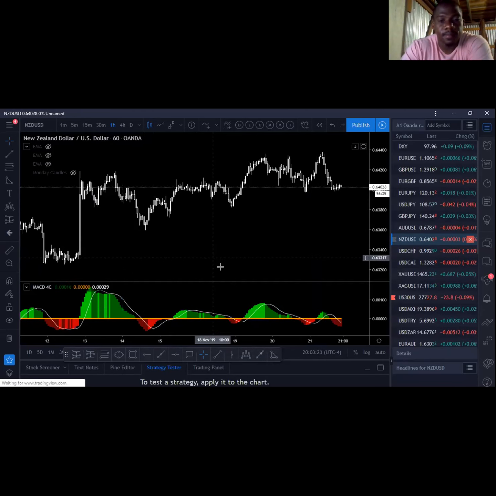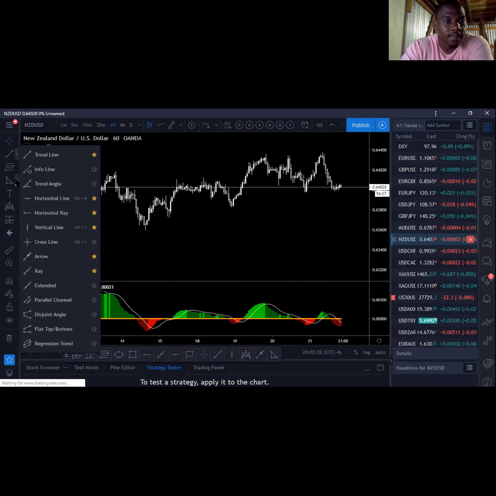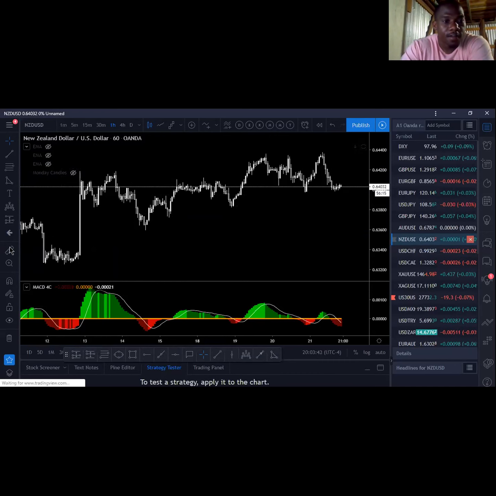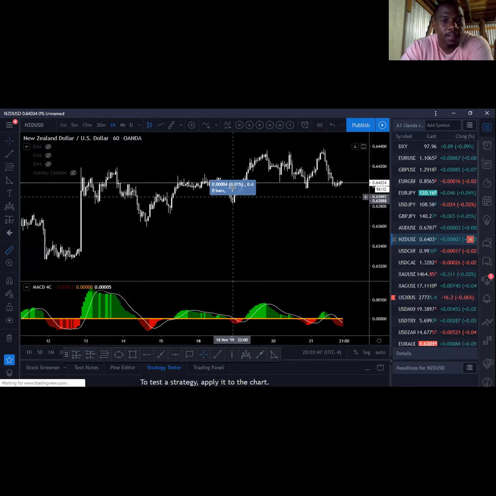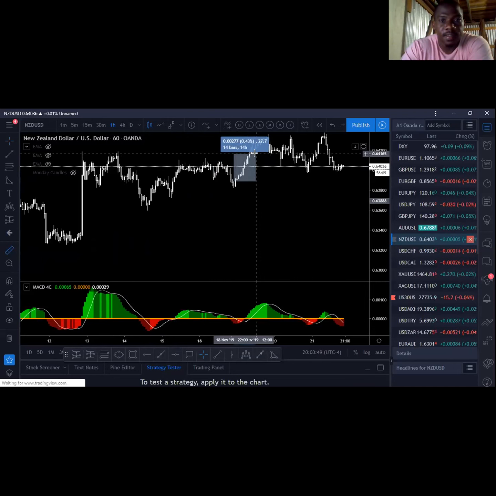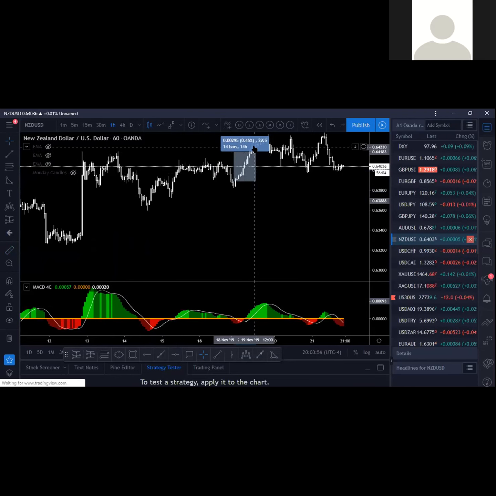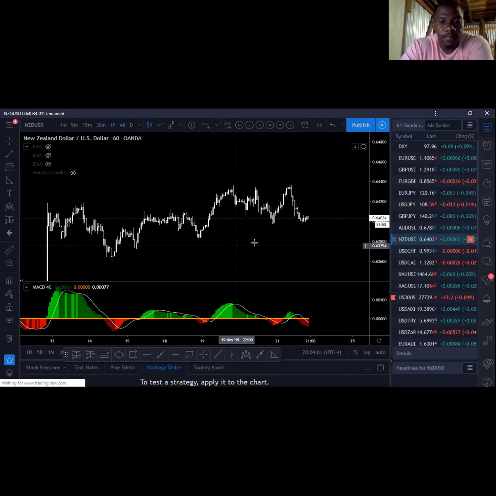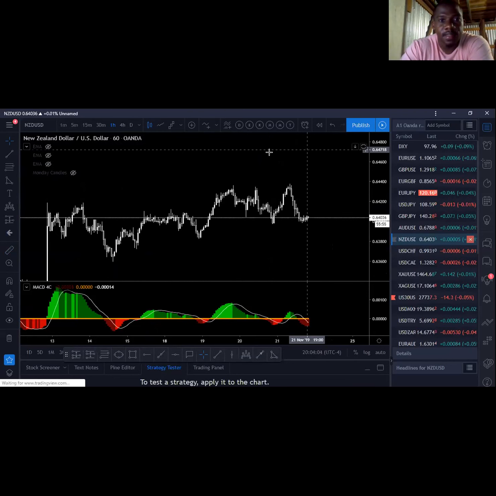You have all your tools at the side: trend line, horizontal line, horizontal ray. You have your shapes, rectangle, triangle. You have your brush if you want to mark up the chart. You have your ruler for measuring the pips. So this would be 29 pips. You can see the number right here.